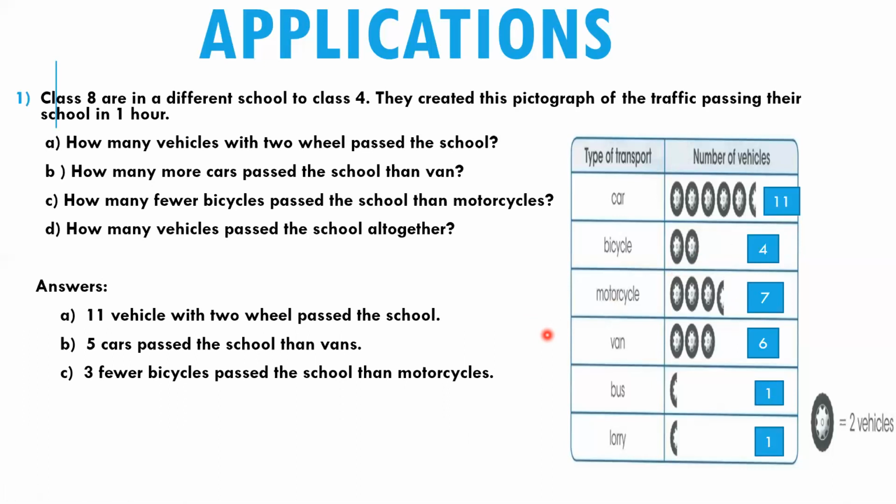Now next, the last one is D part. How many vehicles pass the school altogether? So you need to find the total number of vehicles that pass the school within an hour. That is, you need to sum up all these numbers. 11 plus 4 plus 7 plus 6 plus 1 plus 1, which gives you the answer 30 vehicles pass the school altogether. So now you understand how to find the information with the help of a pictograph. Is this clear? Shall we move to the next question?